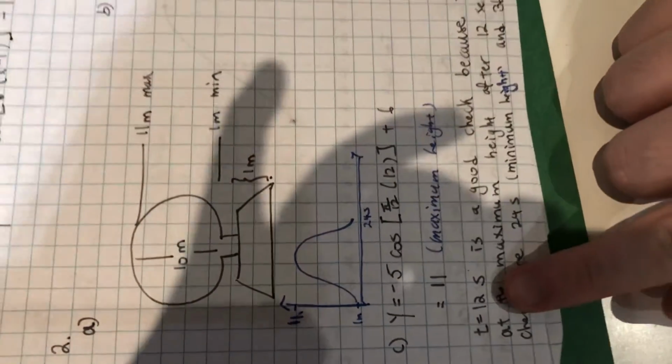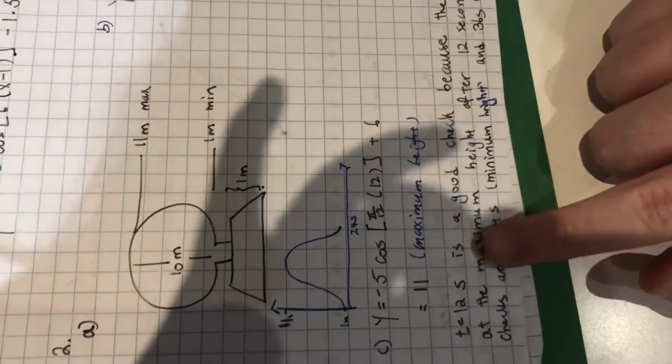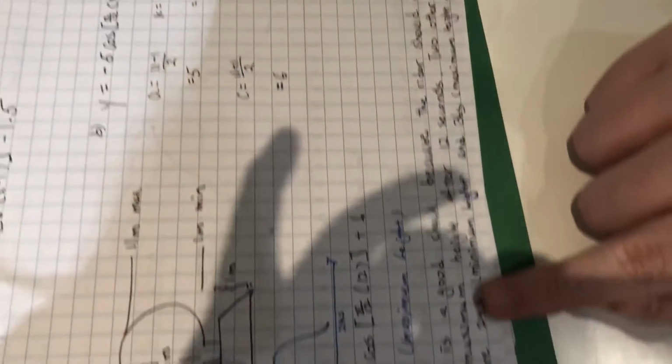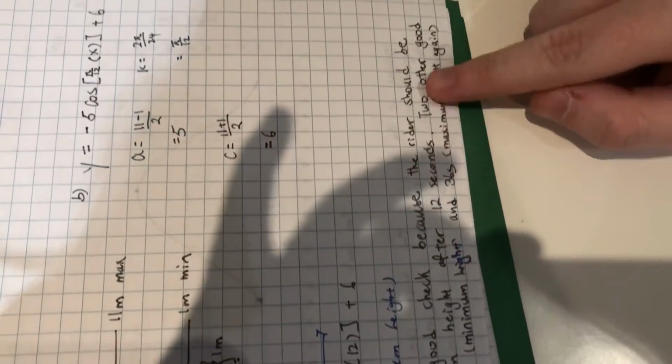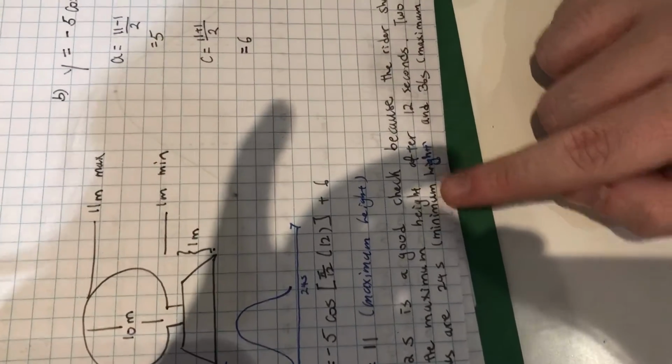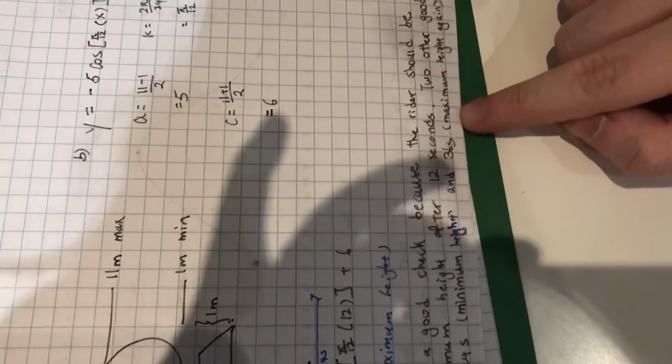So thus t equals 12 seconds is a good check because the rider should be at the maximum height after 12 seconds. 2 other good checks are 24 seconds, the minimum height, and 36 seconds, the maximum height again.